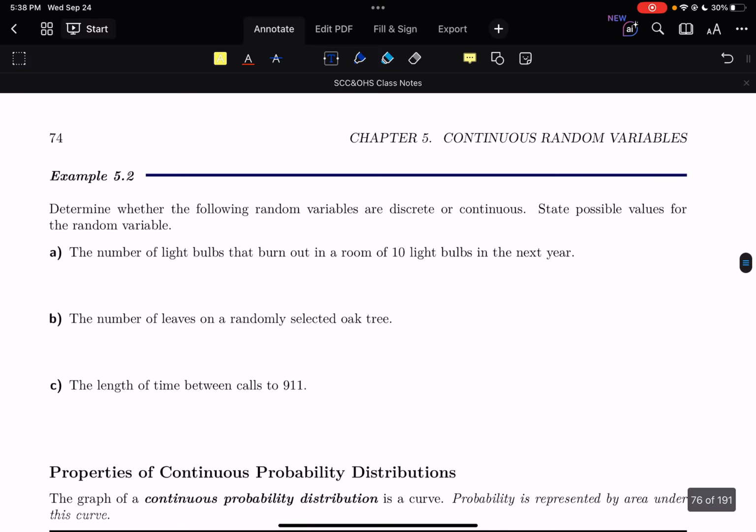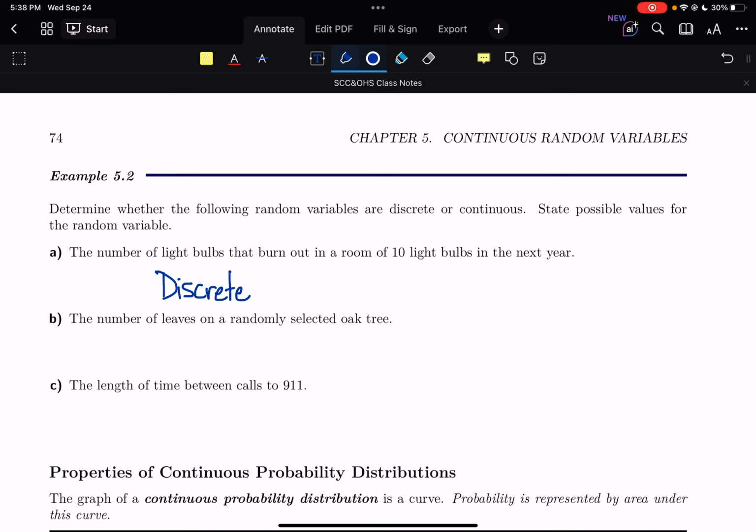So a quick example to get us back on track here with these types of variables. We're going to determine the following, whether they are discrete or continuous. Number of light bulbs that burn out in a room of 10 light bulbs in the next year. Of course, this is discrete because we're not going to have 0.5 or 0.75, whatever, of a light bulb. We have a whole number of light bulbs. And of course, our values go from 0 to 10, but they're all countable. So it's 0, 1, 2, 3, 4, 5, 6, 7, 8, 9, 10.